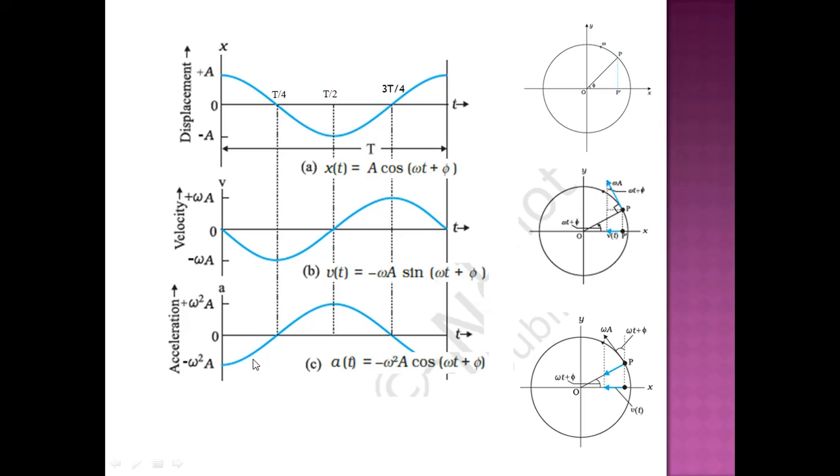And the third is acceleration versus time. Similar to displacement and velocity, you can work out minus omega squared A cos(omega t plus phi). Give different values for t, like T by 4, T by 2, 3T by 4, and finally T. You get your expressions of cos: cos 0 has a maximum value of 1, cos 90 is 0, and so on. You get a curve. So these are the graphic representations of displacement, velocity, and acceleration with respect to time.